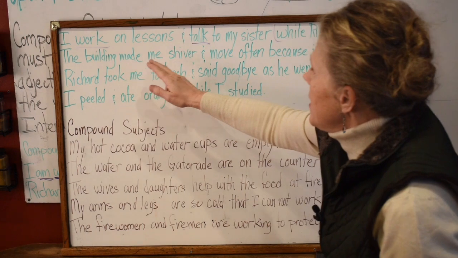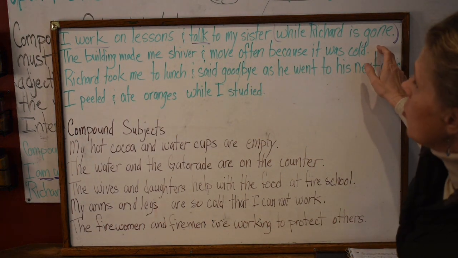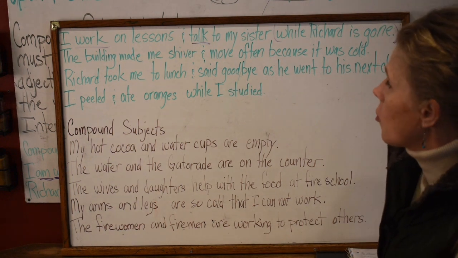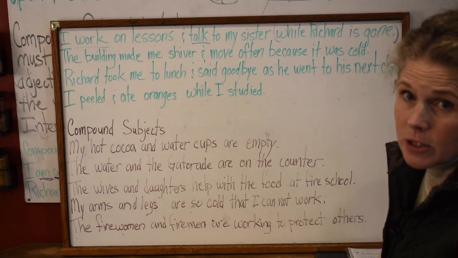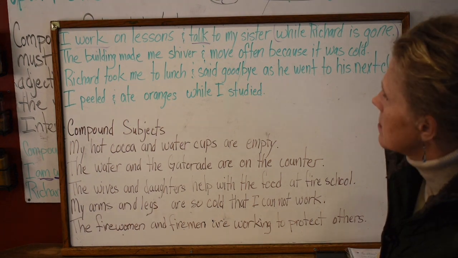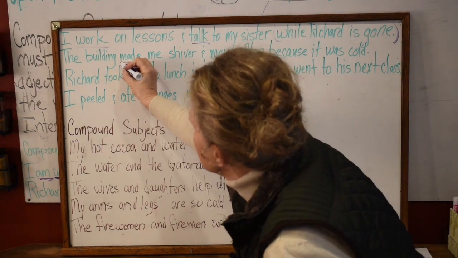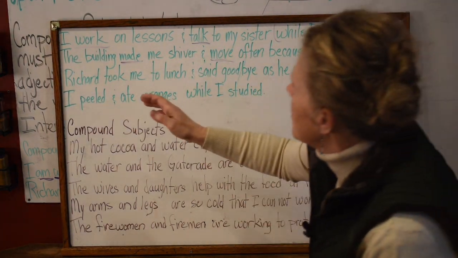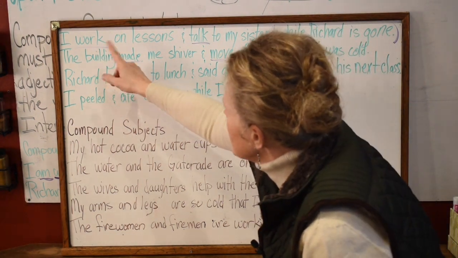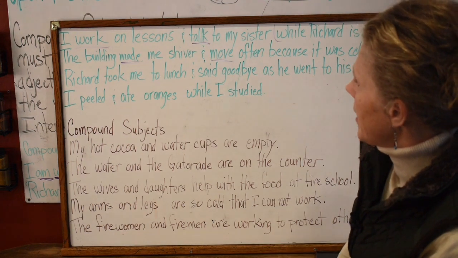The building made me shiver and move often because it was cold, and it was cold. So what are your compound predicates right there, your simple predicates? Shiver. Made and move. Okay, so the subject is the building, it made me and I moved also, right?